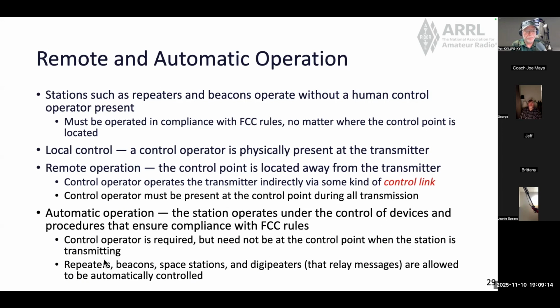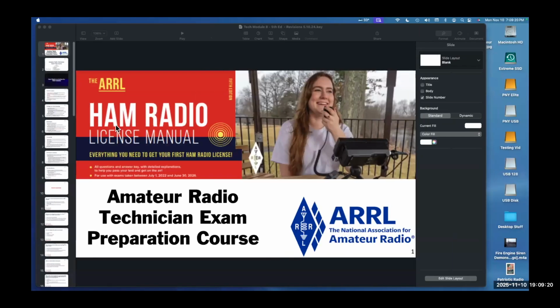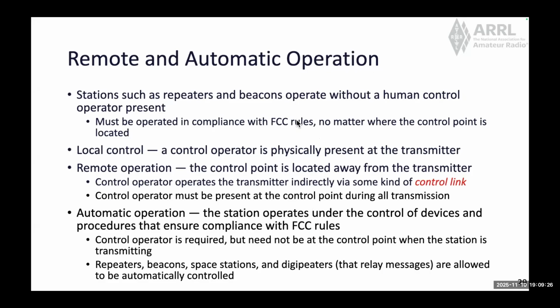I've got my screen here on the bottom, and let me see here. Hold on just a second. Nope, don't want to do that. All right.